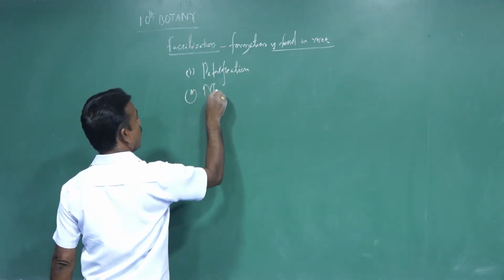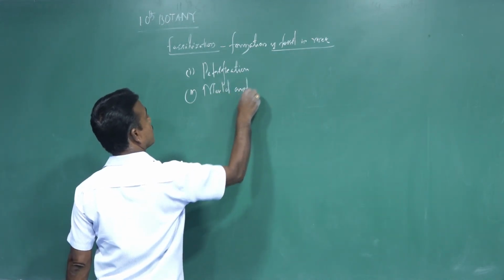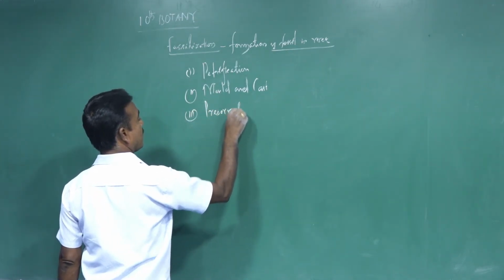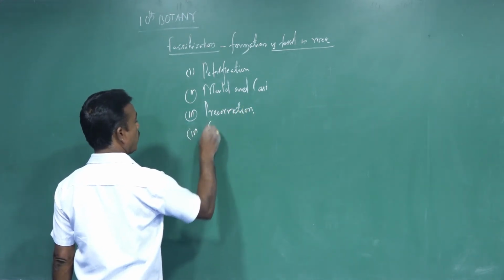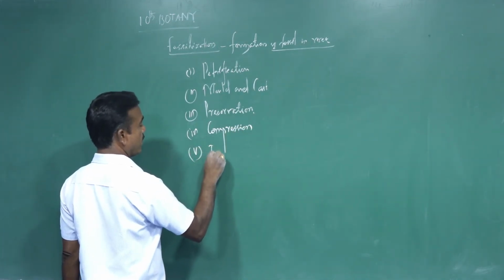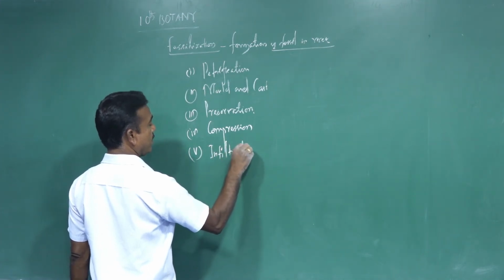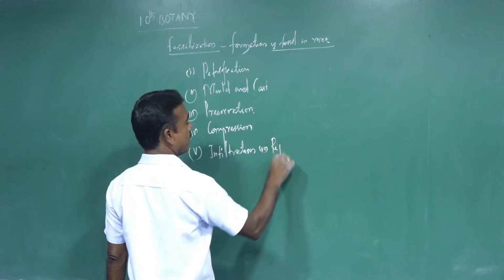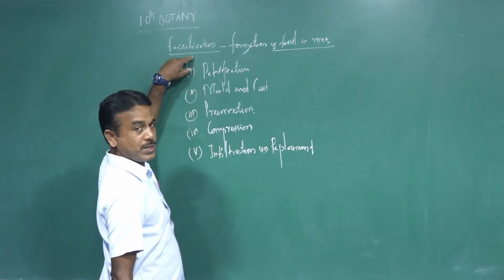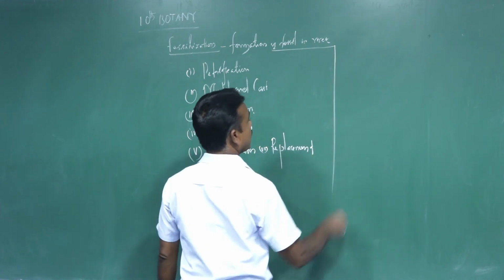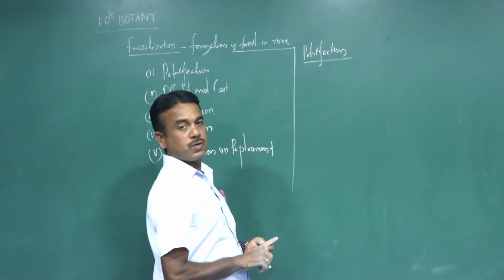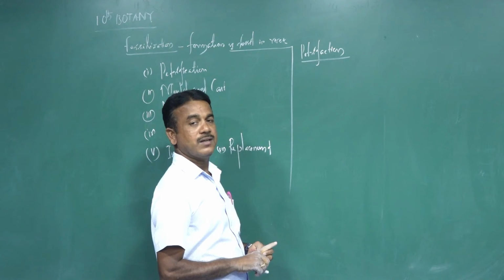Second thing, mold and cast. Third thing, preservation. Fourth one, compression. Fifth one, infiltration or replacement. So those are the steps that accompany the process of formation of fossil. For the first one, petrifaction. So petrifaction is the first process of fossilization in the rock.